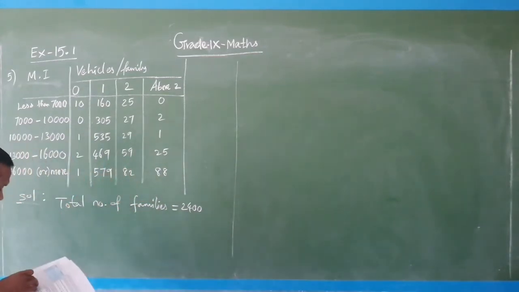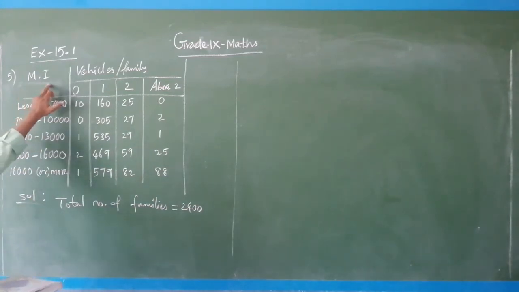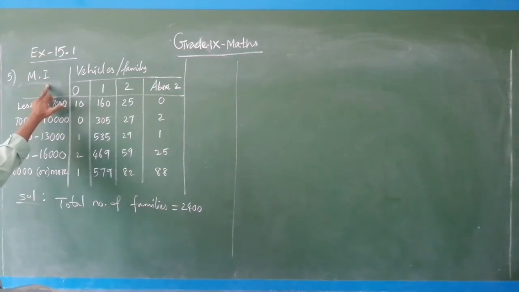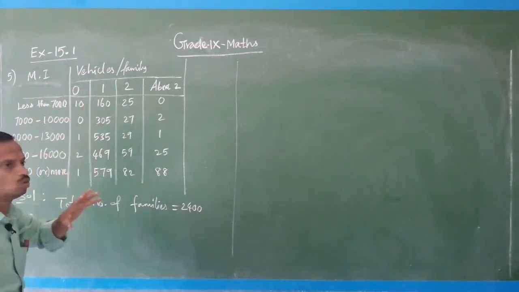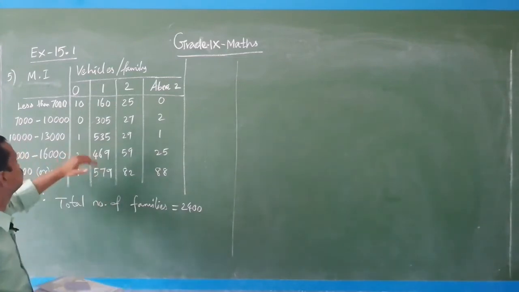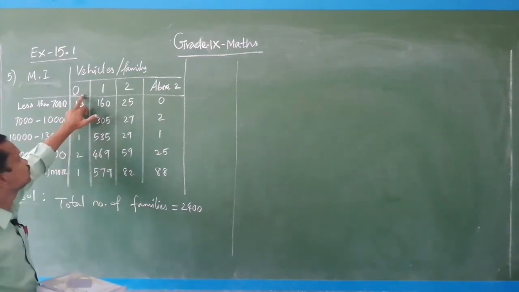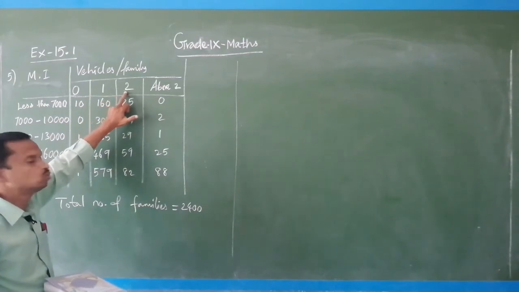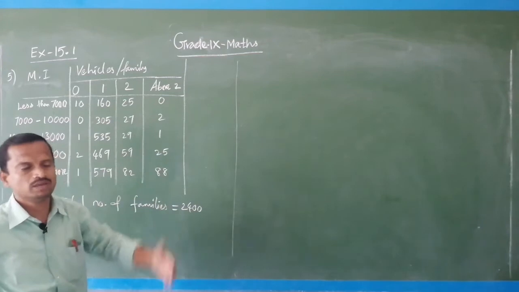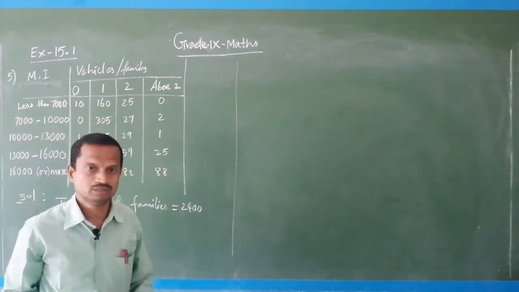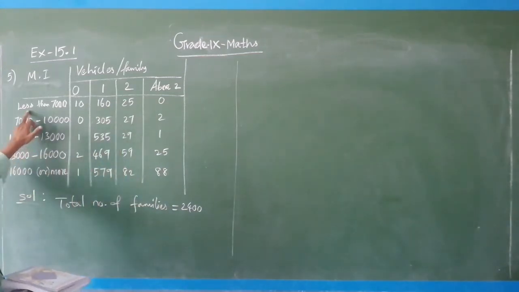So this table is given in your book, and you see MI. So this is monthly income. Okay, you can see in your book. So vehicles per family. So one family owns how many vehicles? So like that the list is given. 0 means no vehicle. 1 means only one vehicle. 2 means just 2 vehicles. Above 2 means they are having more than 2 vehicles. So like that it is number.